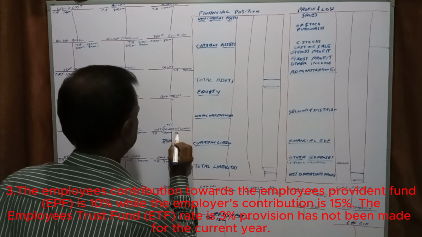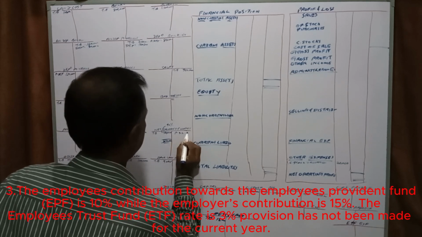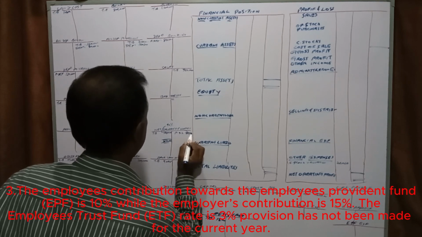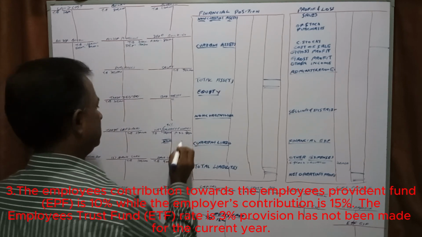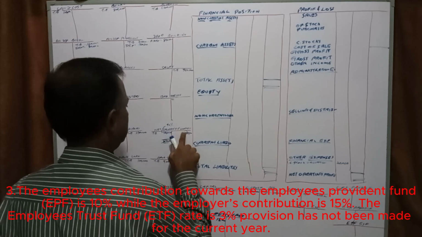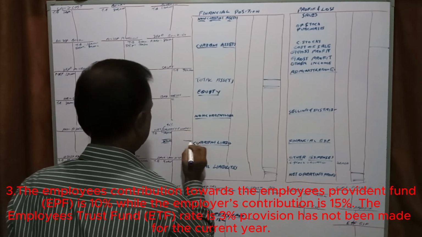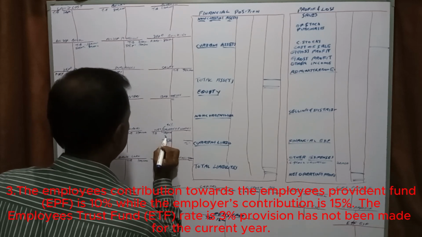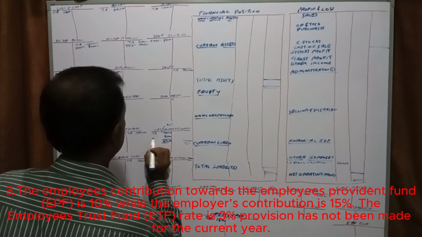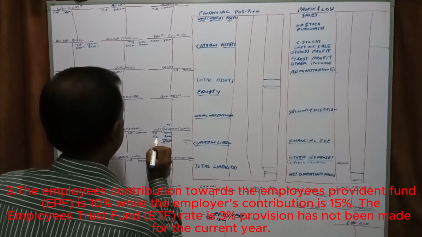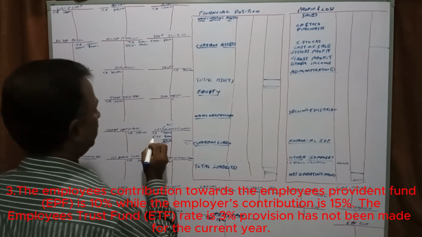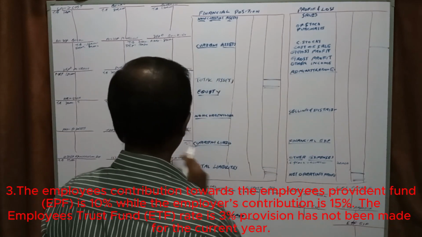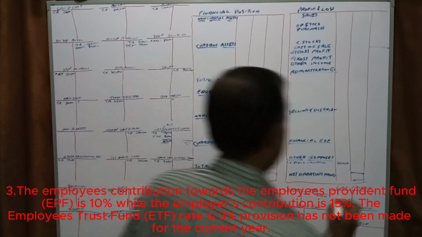P&L, we had to make it 80,000. We had to show 80,000, right? We had to transfer it, 80,000. But here we haven't transferred it. So we had to say 8,000 EPF, employees' contribution. This is the EPF payable. It will go to the EPF payable, right?